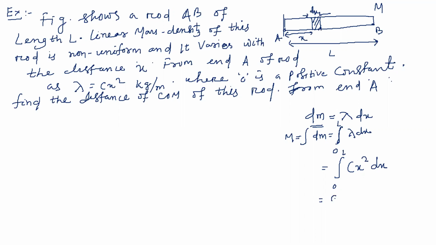So if c is a constant, I can take c out. And you know the integration of x square is x cubed by 3. Okay. And the limit is from 0 to L. So take c by 3 outside. If I put 0 to L here, then it will be L cube. So finally, student, what is the total mass of the rod going to be? CL cube by 3. Correct?